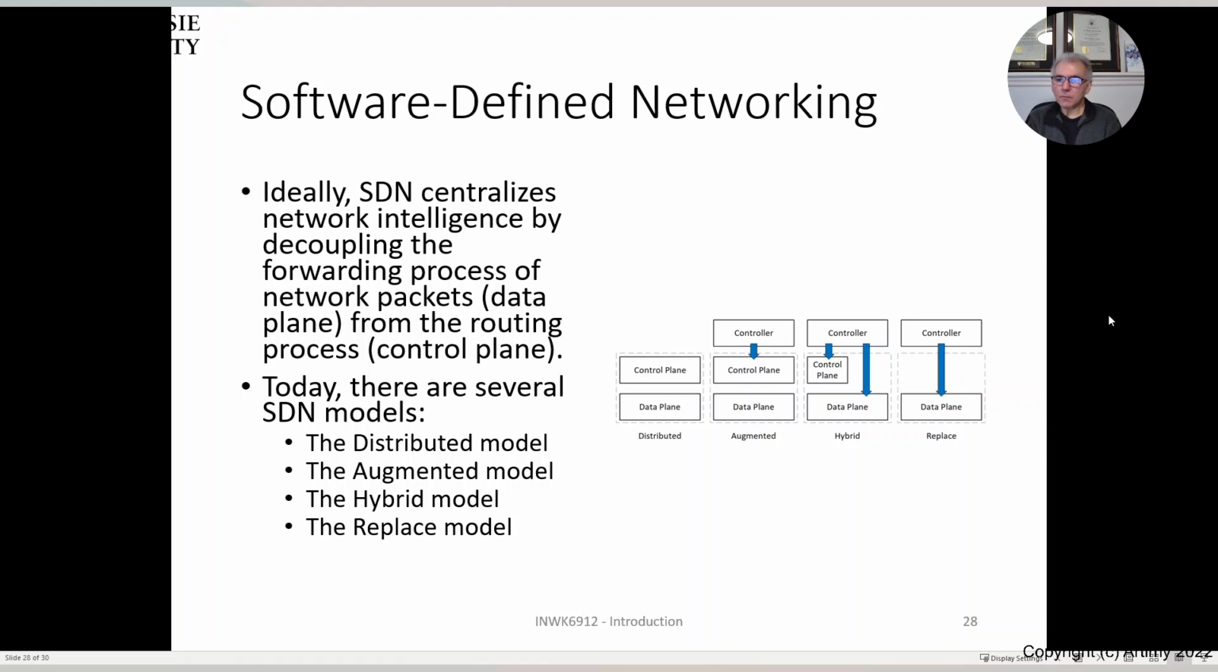So here is one figure that puts all these models together. If we look at the leftmost picture here, we'll see the original or the distributed model that we use in the traditional network. So you have a router. The router has a control plane and a data plane. The data plane is the part that's responsible for forwarding packets.